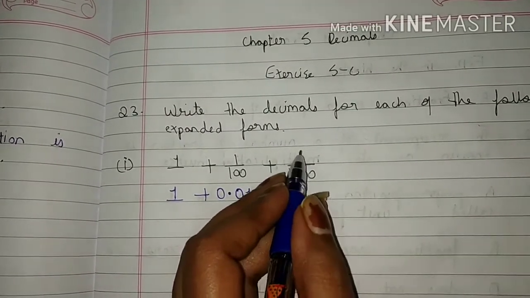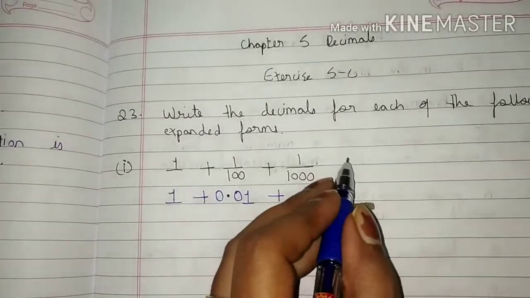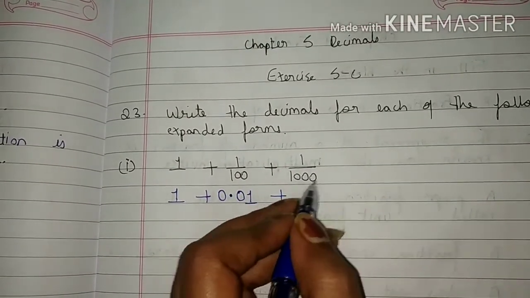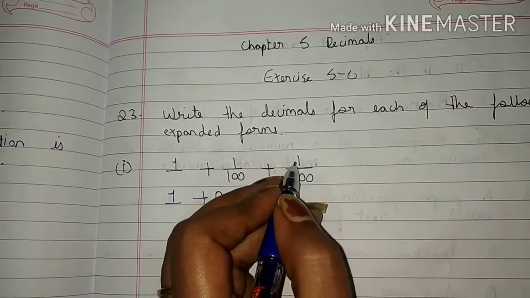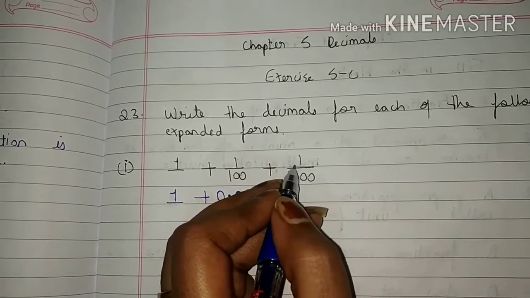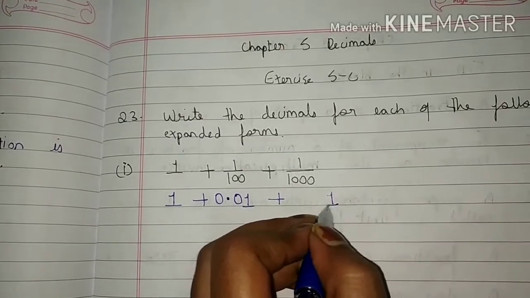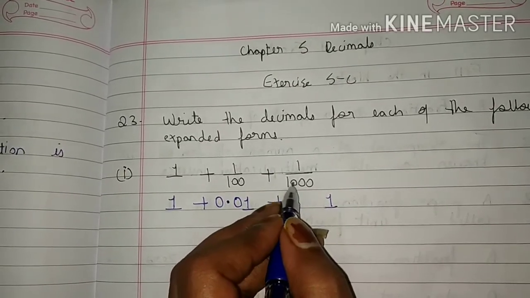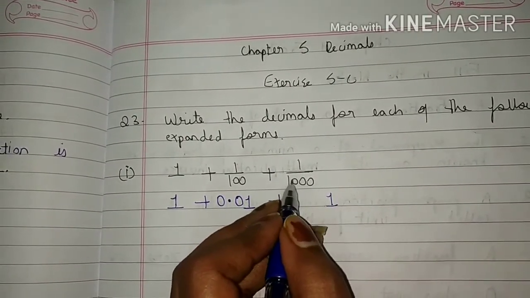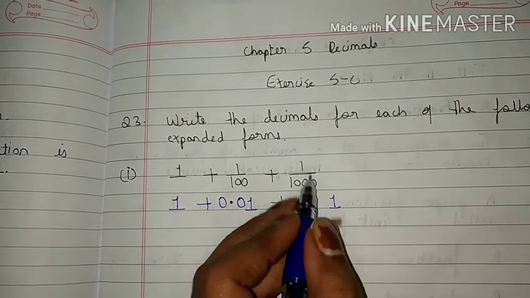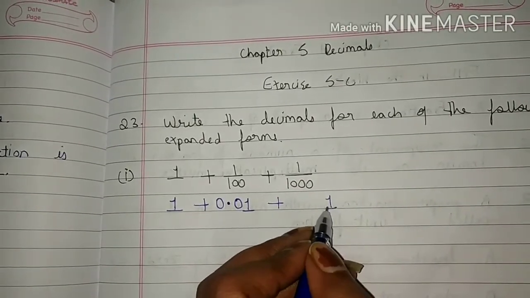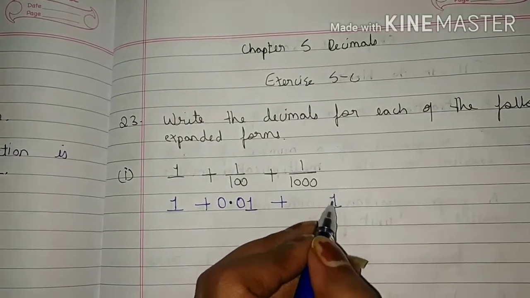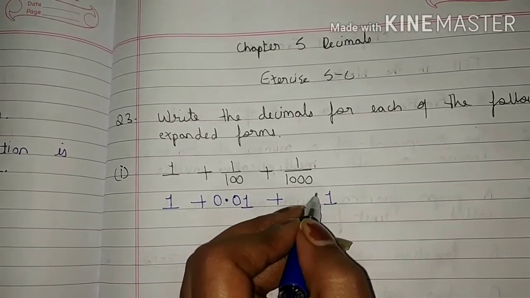Again we will convert 1 by 1000 into decimal. Students, you can see here numerator is 1 and denominator is 1000. So students, first of all we will write the numerator 1 here. After that we will count the number of zeros in the denominator. 1, 2, 3. Students, you can see here 0 is written 3 times. So now we will come to the numerator, that is 1 here, and starting from the right side, we will leave 3 numbers.